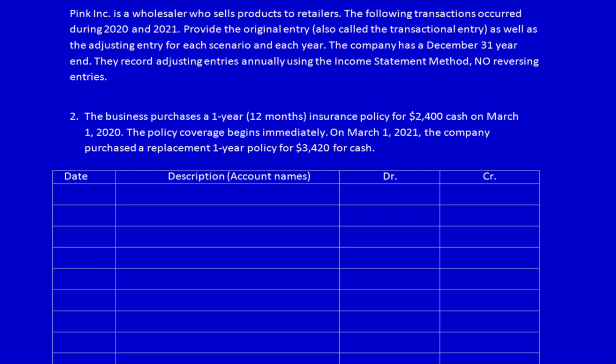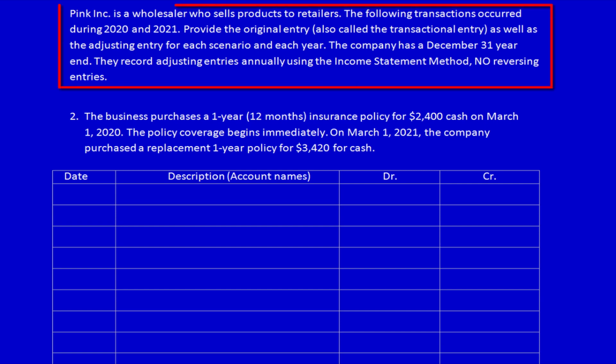Let's continue with the income statement method for adjusting entries. We're back at Pink Ink, a wholesaler who sells products to retailers. Note that we're doing 2020 and 2021. We're standing in December 31st, which is the year end, and they record adjusting entries annually, which allows us to calculate the correct amount, and they use the income statement method, no reversing entries.